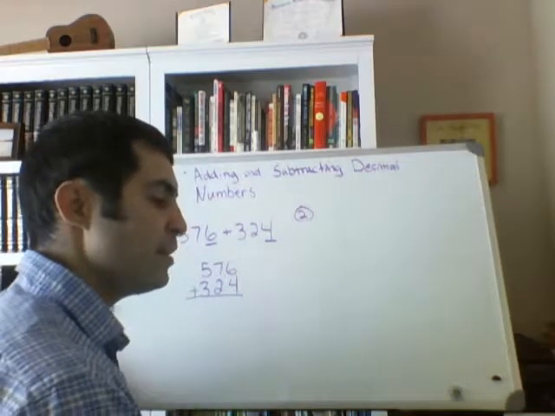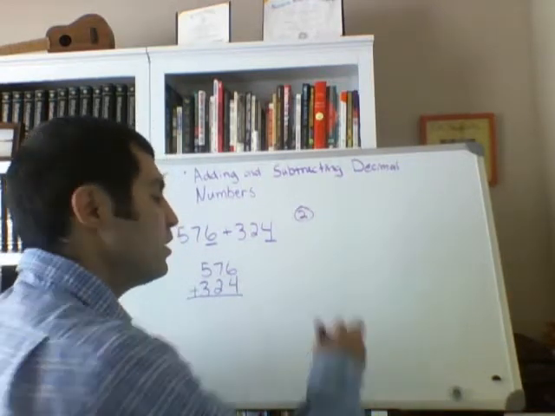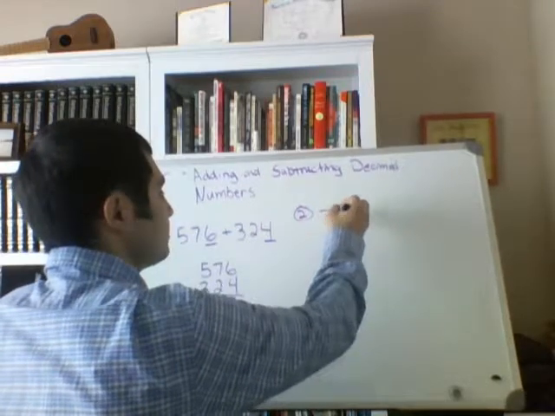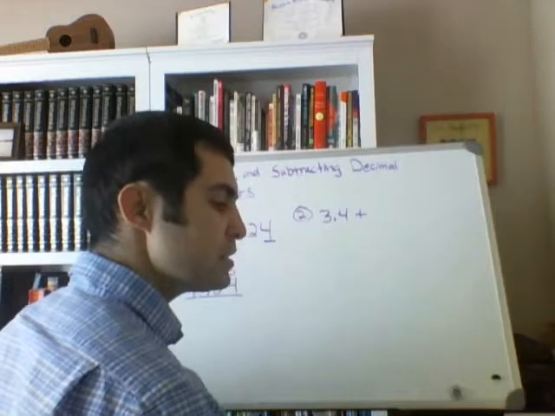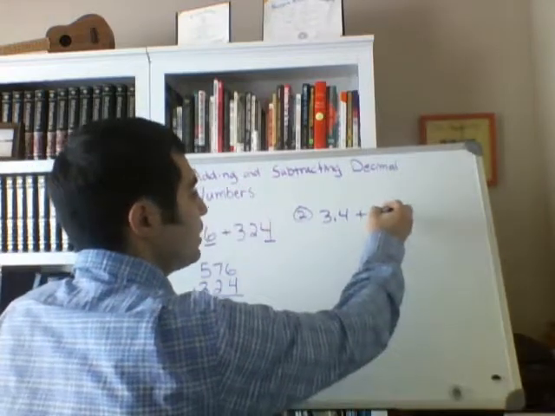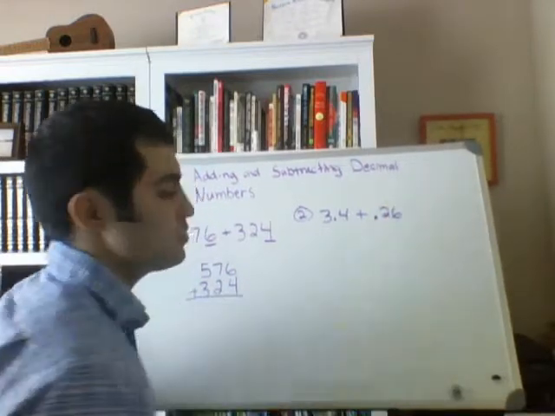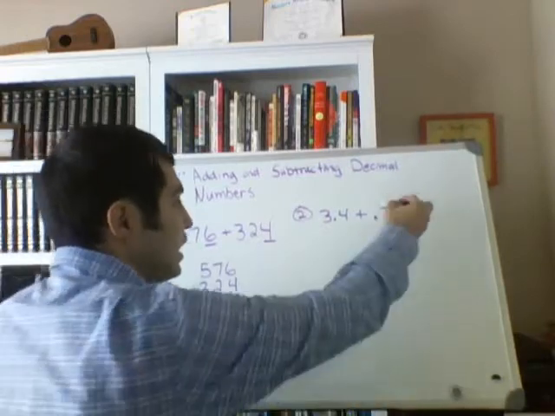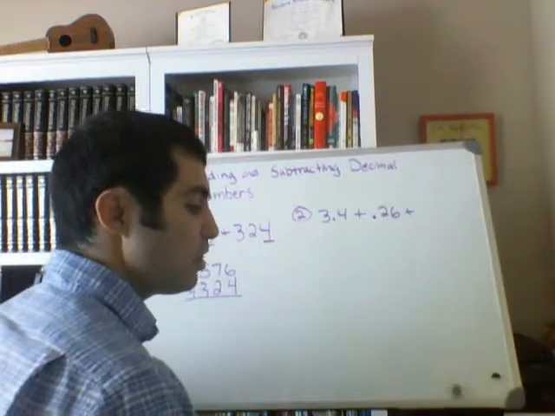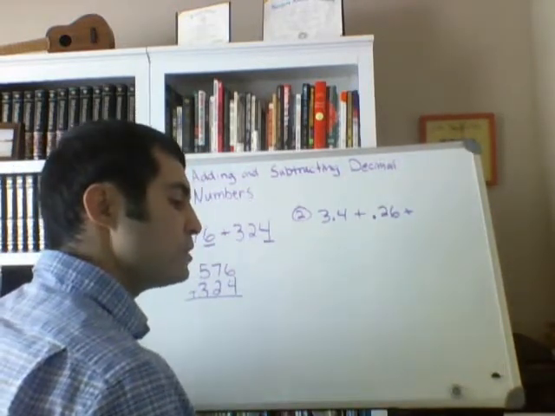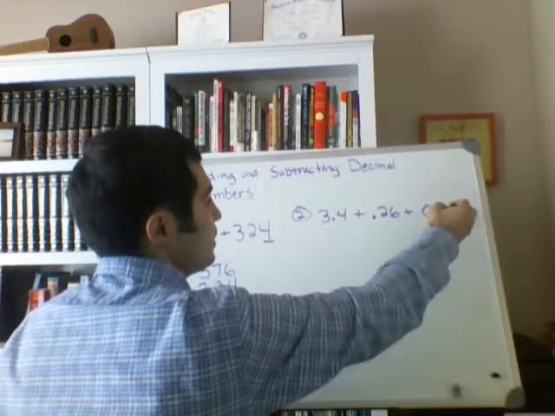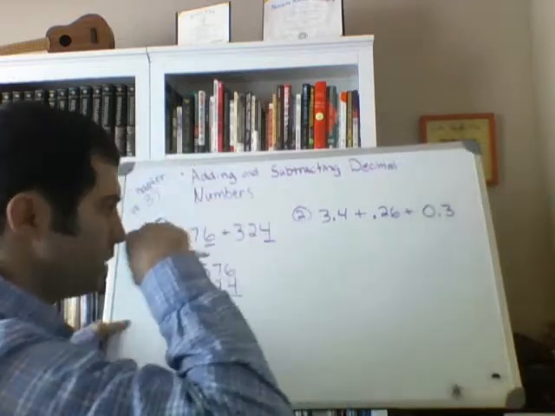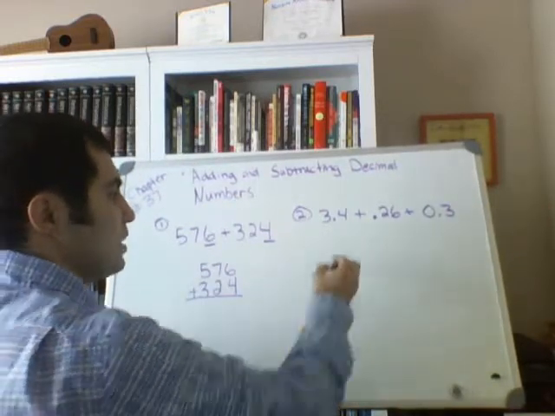So example number 1, rainfall over a 3-day period was 3.4 inches. And we're going to add that to the next day where it was 0.26 inches, so not nearly as much, but still a lot. This is a rainforest. And then the next one is going to be 0.3 inches. Alright, so let's go ahead and line those up.